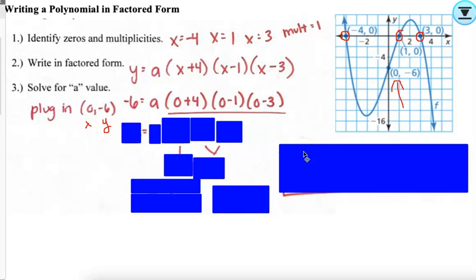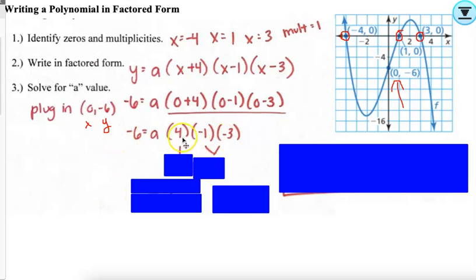So I'm going to solve this now. All of these numbers are being multiplied by each other. So 0 plus 4 is 4. 0 minus 1 is negative 1. And 0 minus 3 is negative 3. I'm going to drop down my negative 6 and drop down my a.